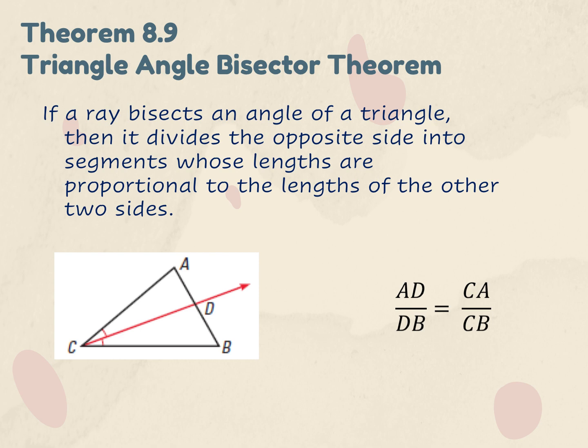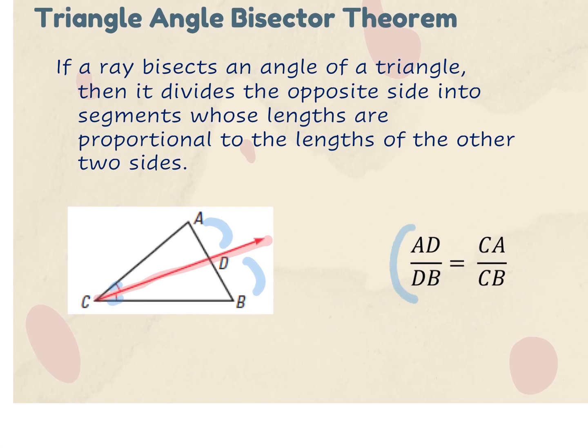So here in red is my ray, and I can tell that it was an angle bisector because of the congruency marks here on my angle. So I know that this is an angle bisector, and then it's going to take the side and split it into two pieces, and those two pieces are going to be proportional to the other two sides. So here what they did was the sides that got split are in the same fraction, and then the side that it's next to is going to be the other fraction.